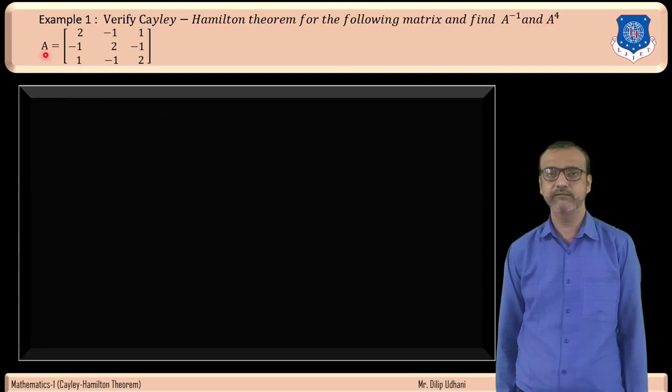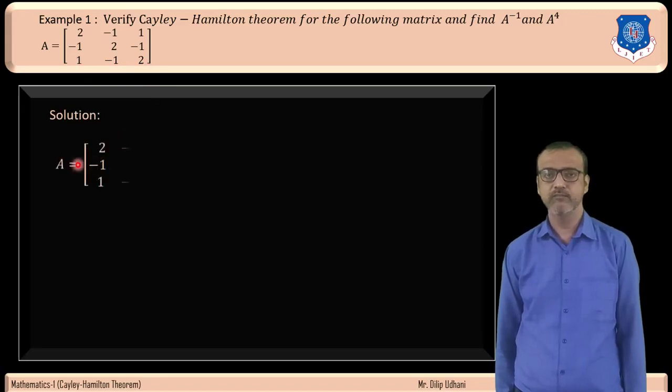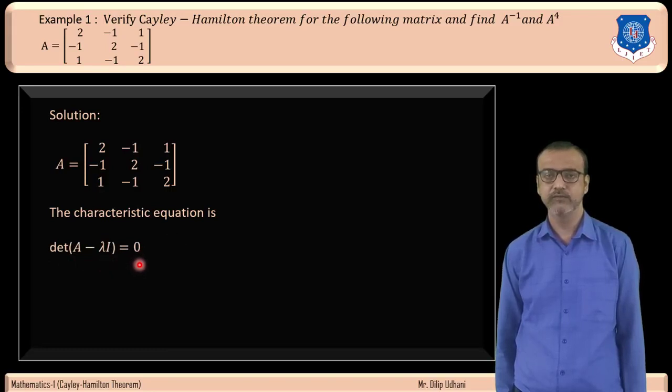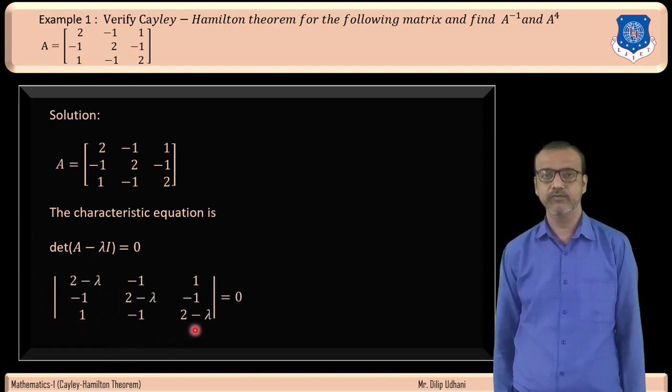And A is the given matrix, that is [2, -1, 1; -1, 2, -1; 1, -1, 2]. Now first of all, we will find the characteristic equation, and that is determinant of A minus lambda I equals 0. It means to find the characteristic equation, we have to find the determinant of A minus lambda I, and we will equate it to 0.